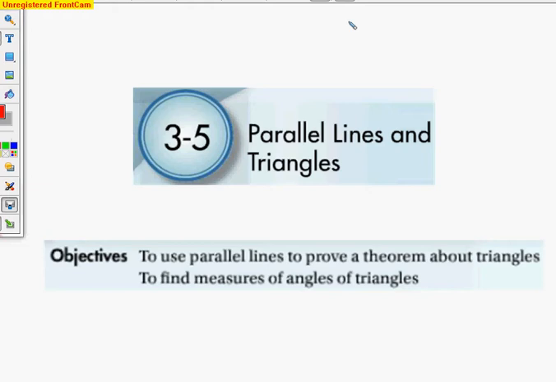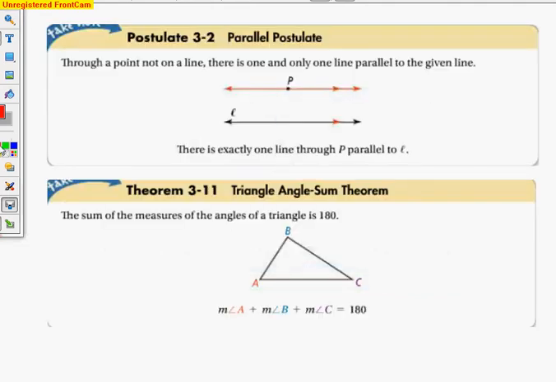Okay, so we're going to talk about parallel lines and triangles, and this is a very big section because we learn 2 ideas about finding angles in triangles. The first thing, this idea of a parallel postulate, it's sort of a theoretical thing. It says that through a point not on a line, there is one and only one parallel line to the given line. So in this picture, you start with line L and point P, and you can draw one parallel line through point P to line L.